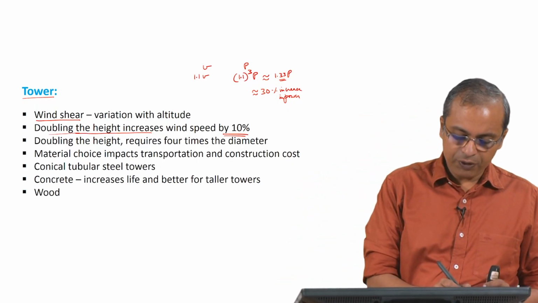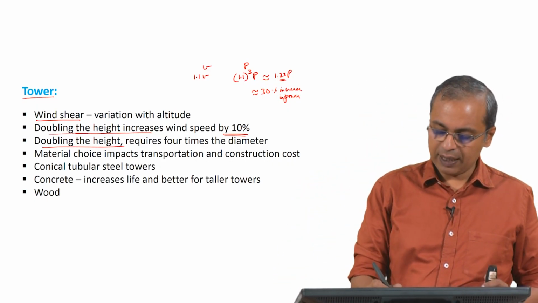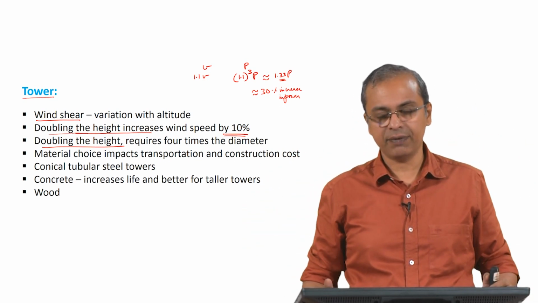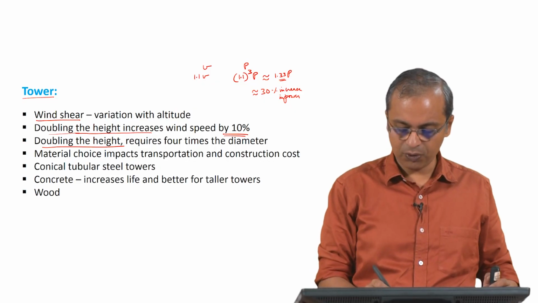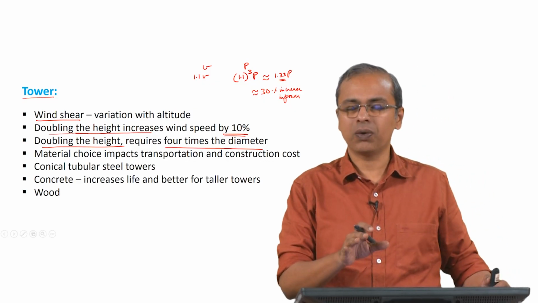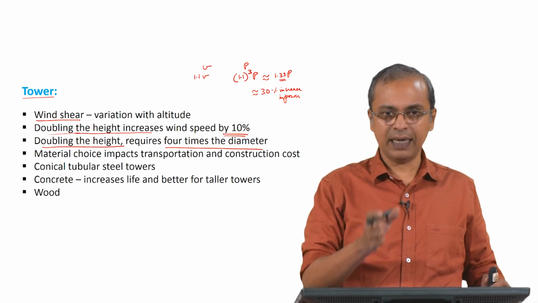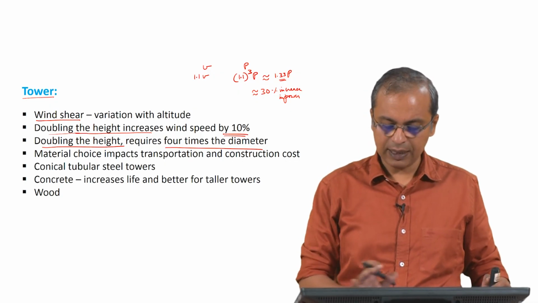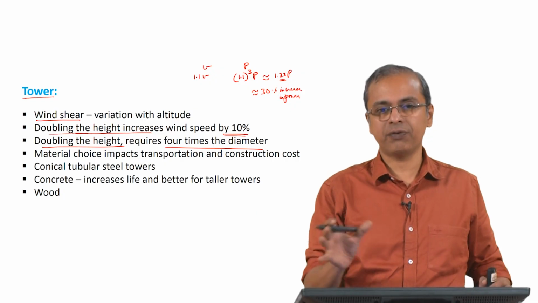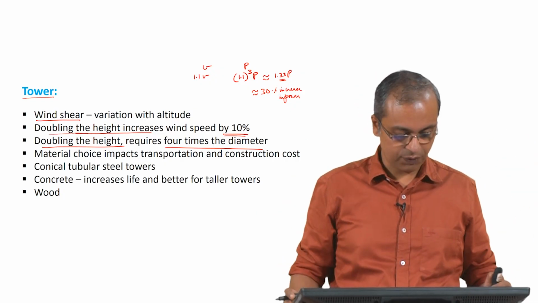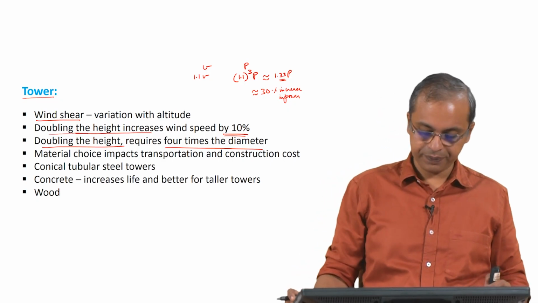But at the same time, if you double the height of the windmill, you also have to do something about the diameter of that tower, so that it stays stable, and usually that means 4 times the diameter. These are approximate numbers, they are not hard and fast numbers, and it will really depend on the type of structure you are making and all that. Just to give you an idea, the material required for the tower itself is going to go up significantly if you double the height of the turbine.